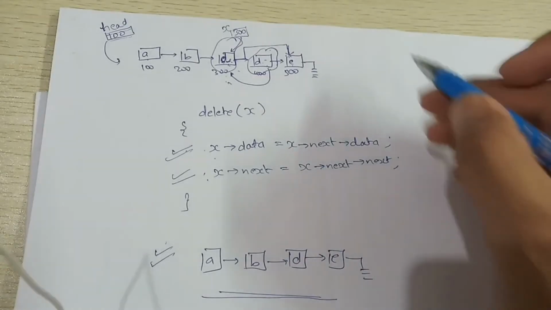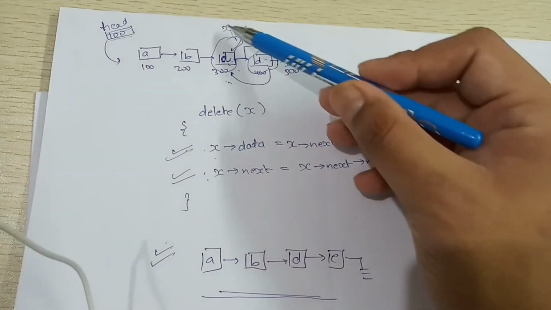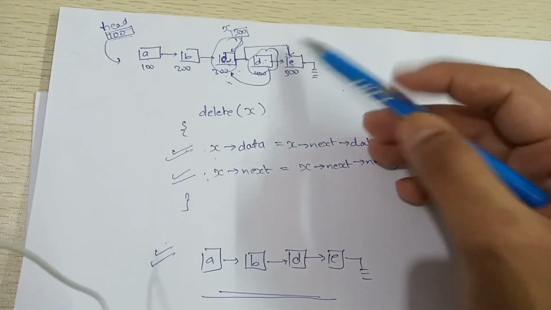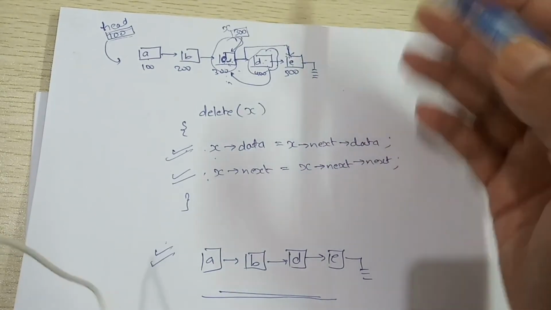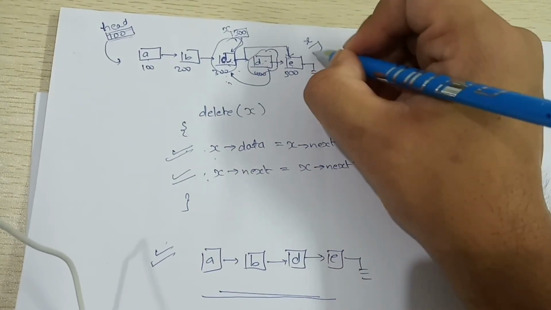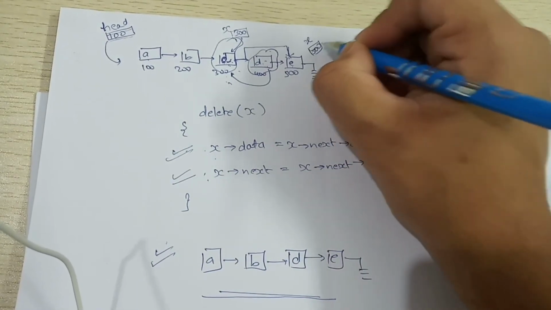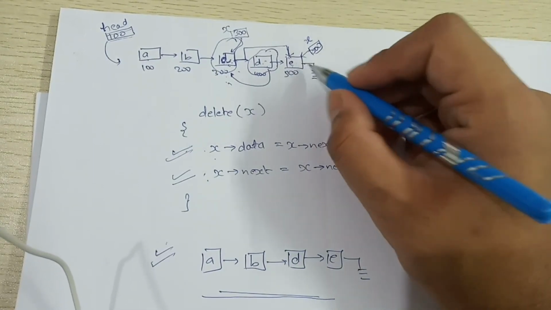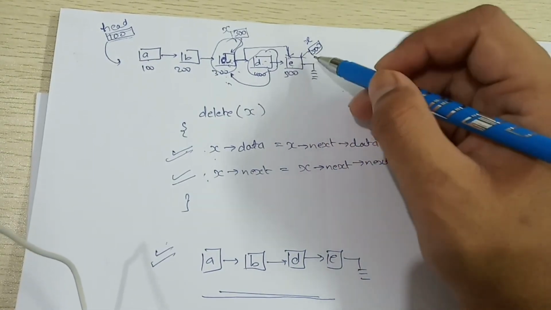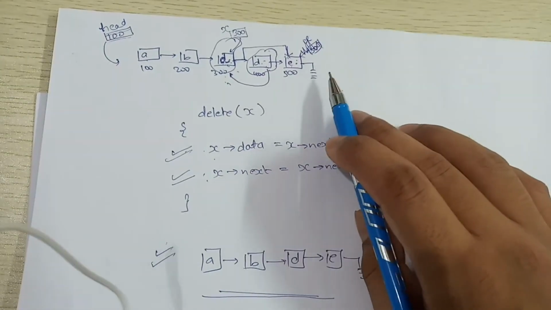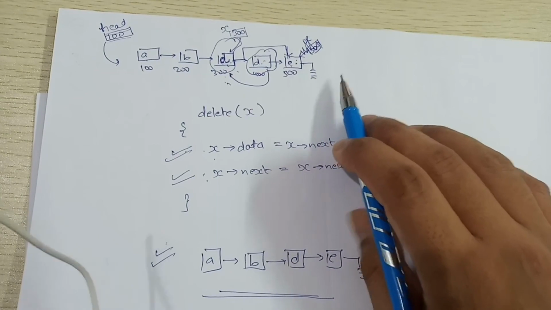This method will not work if the given x node is the last node of the linked list. If it is the last node, suppose 500 is given to you, then there is no next node to copy the data from. So this method will not work for the last node. In the question, they will definitely give you a linked list which has at least two nodes.